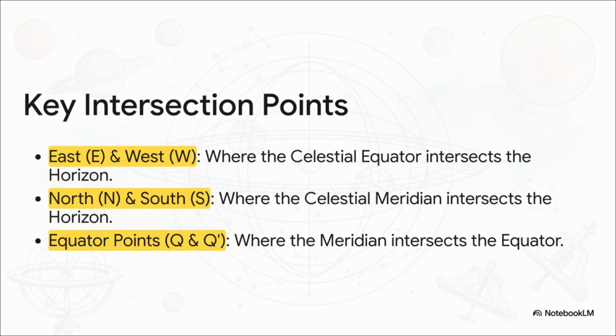You see, where the celestial equator crosses your mathematical horizon, we find the exact points of east and west. Where our newly defined celestial meridian crosses the horizon, we find the points of north and south. And finally, where that same meridian crosses the celestial equator, we define the upper and lower equator points.